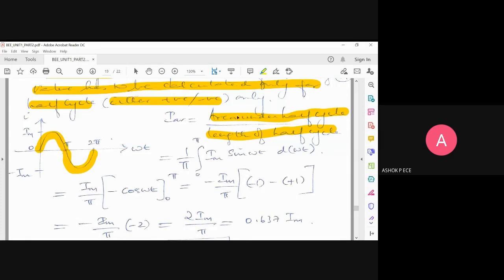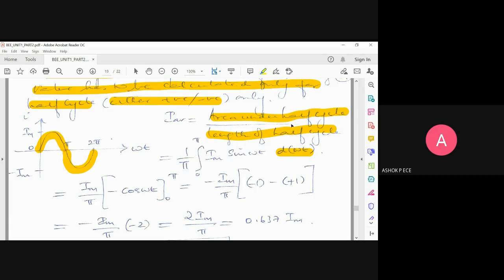So I can write, for the positive half cycle, area means the integration from 0 to pi of Im sine omega t d omega t, divided by length. Length means, on the x-axis, pi minus 0. I am starting from 0 and going till pi, so the effective length is pi minus 0. It is going to be pi.